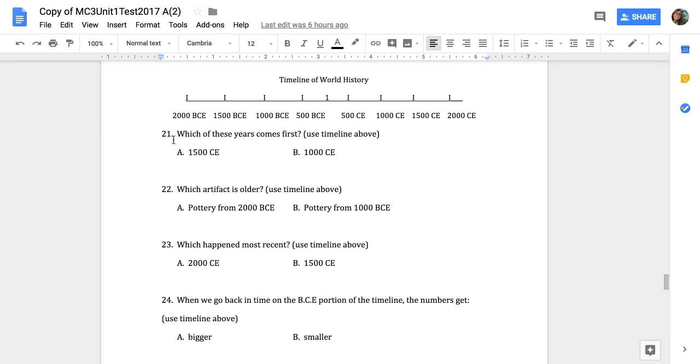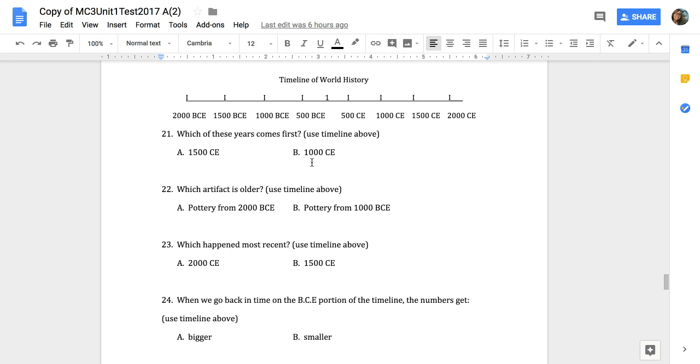For this one, all of these 4 questions, you're going to be using this timeline. So what I would do is put my finger on one, put my finger on the other one. This is the time closest to now, to us, like 2018. This is the earliest time on this timeline. So the latest date, long time ago. Which of these years comes first? Use the timeline above. So it means which one is the oldest?